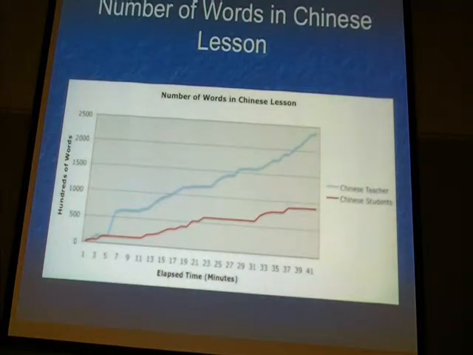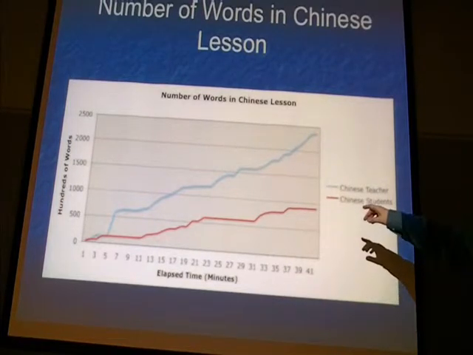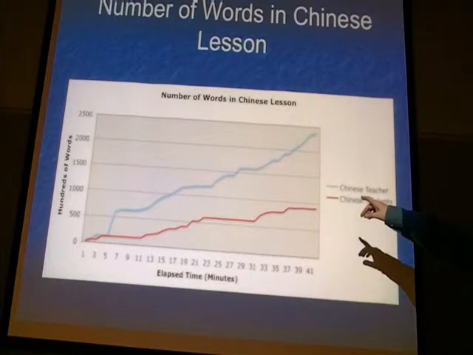Let's talk about what happens when we actually look at the dialogue in the classroom. So what I did, the blue here is the number of words that the Chinese teacher spoke during the lesson. The numbers on the bottom is the time. It's a 42-minute lesson, right? So you can see that by the end of the lesson, the Chinese teacher has spoken almost 2,500 words.